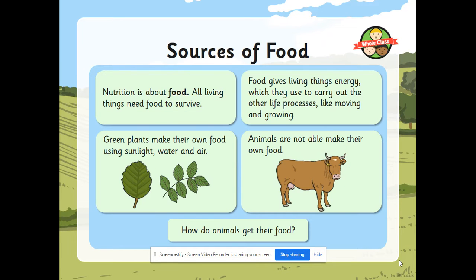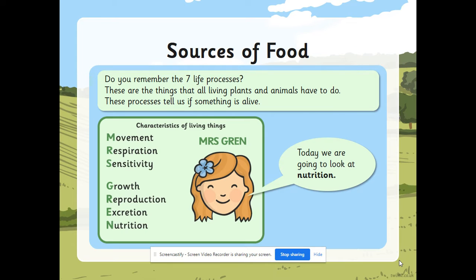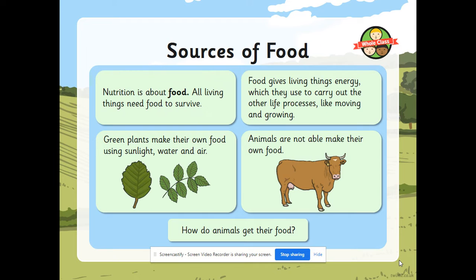So, just reminding us, Mrs. Gregg, what things we need for the life processes to tell if something is living. Nutrition is about food. All living things need food to survive. Food gives living things energy, which they can use to carry out the other life processes like moving and growing. Green plants make their own food using sunlight, water, and air. Animals are not able to make their own food. So, how do animals get food?